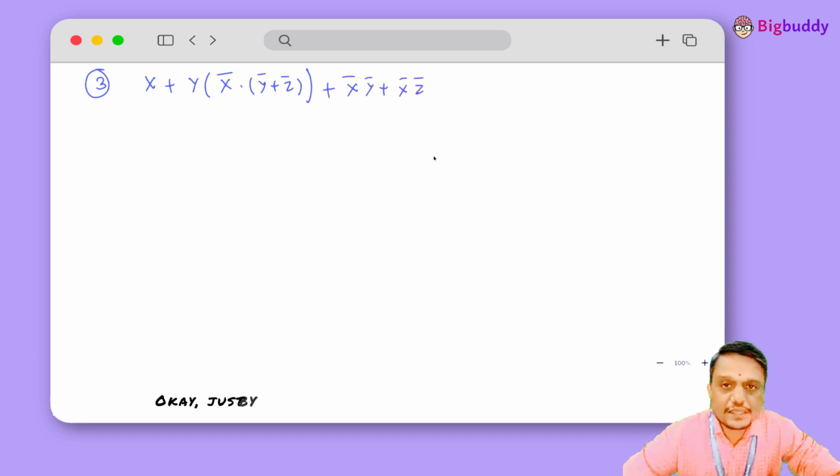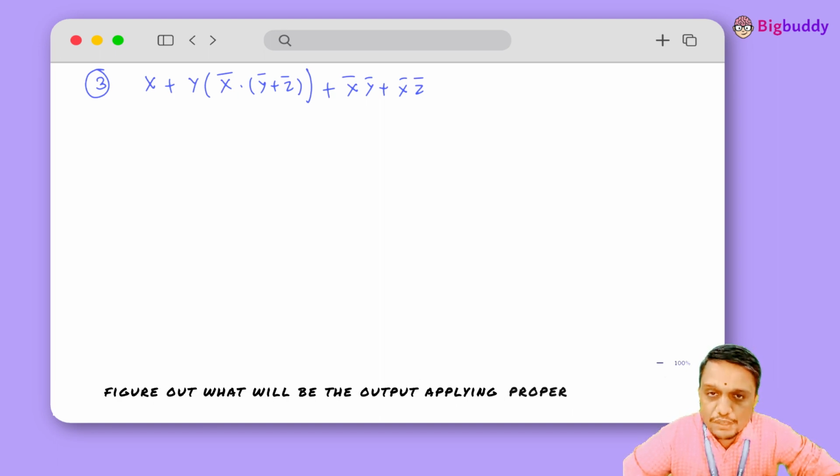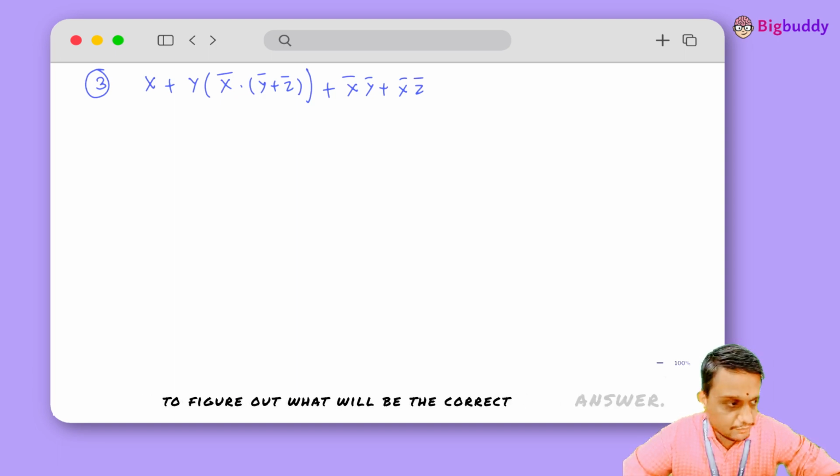Okay, just by seeing this you will not be able to figure out what will be the output. Applying proper Boolean formulas at each and every step, then only you will be able to figure out what will be the correct answer.